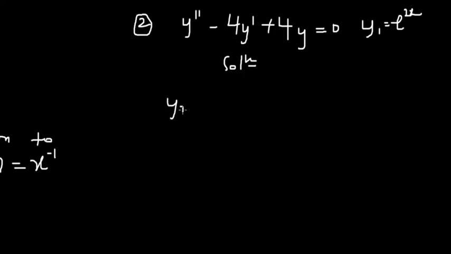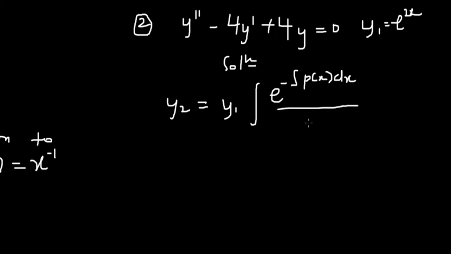Right, so we know our y2. y2 is equal to y1, and then we have that expression, the integral of e exponent minus the integral of P of x dx, divided by y1 squared dx. This is the most important formula you need to keep in mind. Now we know what our P of x is.